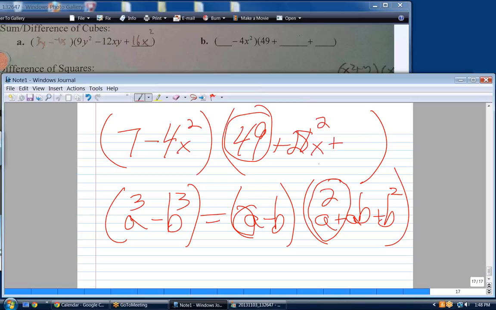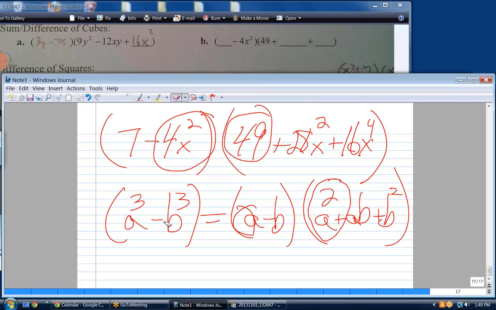And the last term is what? 16x to the fourth, because you have to square that term. In other words, B is 4x squared. No, it isn't. Yes, it is. That is the right answer.